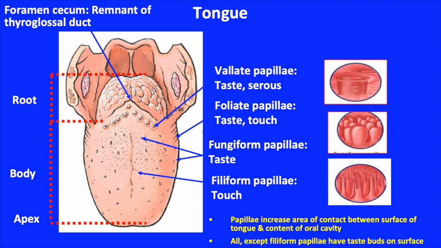In general, the papillae increase the area of contact between the surface of the tongue and the content of the oral cavity, and all except the filiform papillae have taste buds on the surface. Finally, on the posterior third of the tongue, we have large bumps also, but these are the lingual tonsils.